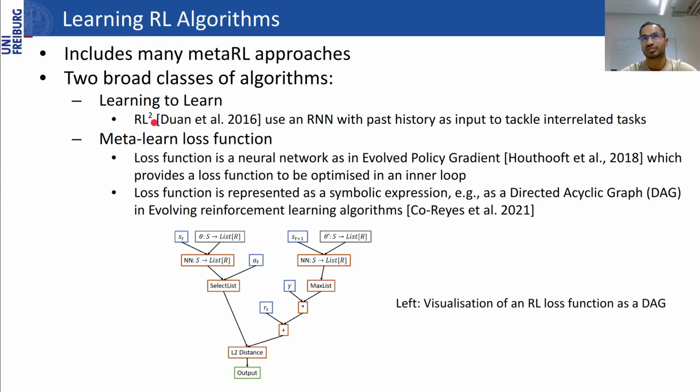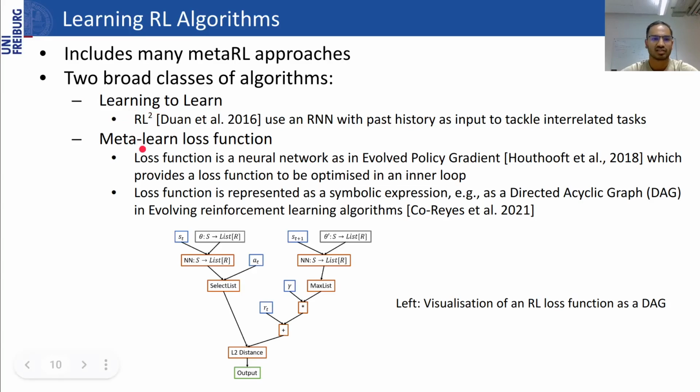Learning RL algorithms includes many popular meta-RL approaches. Here we have two broad classes of algorithms. One is the learning-to-learn formulation, which includes approaches such as RL squared, which uses an RNN with the past history as input to identify among the set of interrelated tasks and solve them.